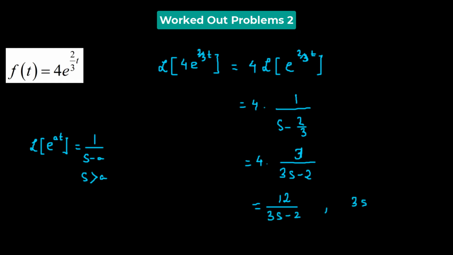And 3s minus 2 must be greater than 0. Or we can simply say s must be greater than 2/3. So this is the Laplace transform of the given function. Let's move on to the next question.